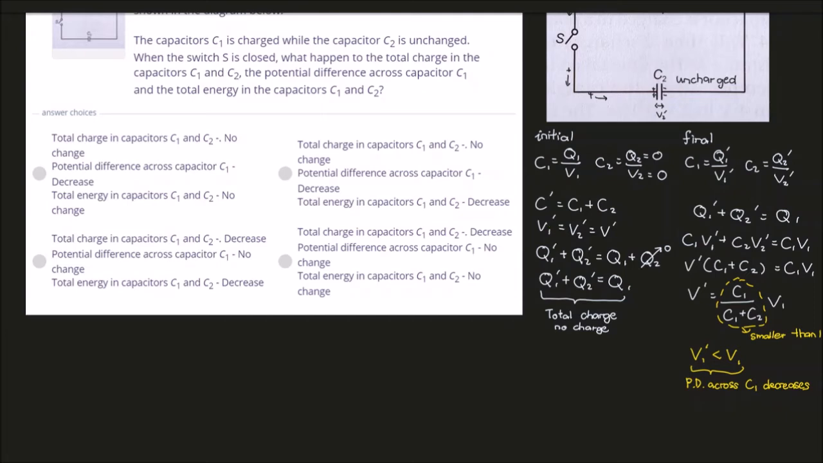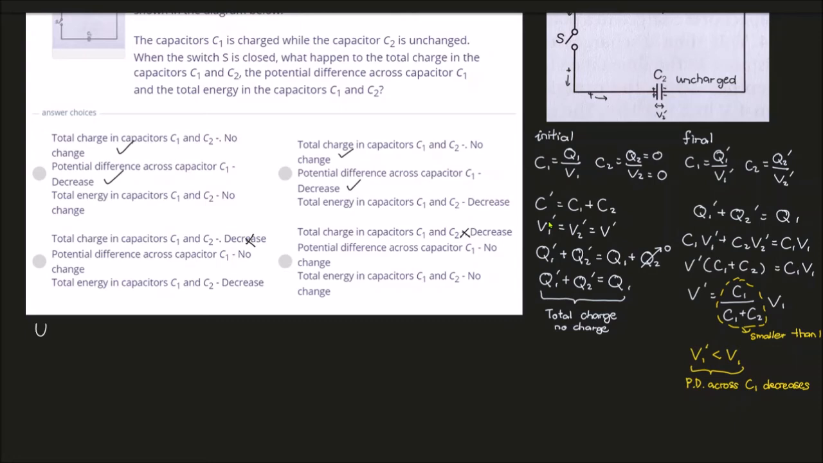Okay, so I think we have done quite a great job. Total charge, no change. This is correct. This is wrong. So this one is decreased. We have reached the last stage, which is to determine the total energy in capacitor C1 and C2. So let's try to find the initial, then after that we find the final.